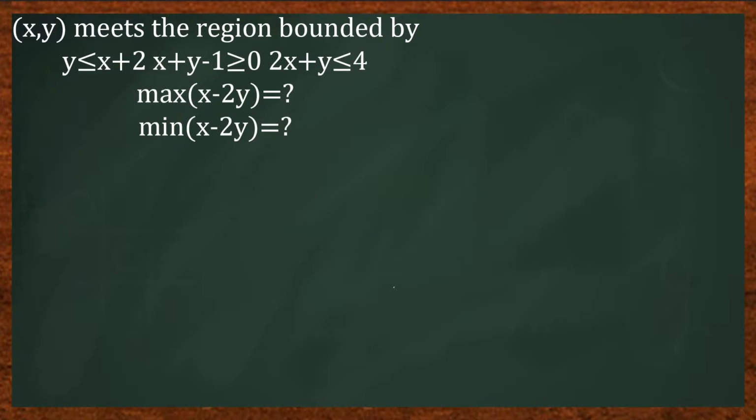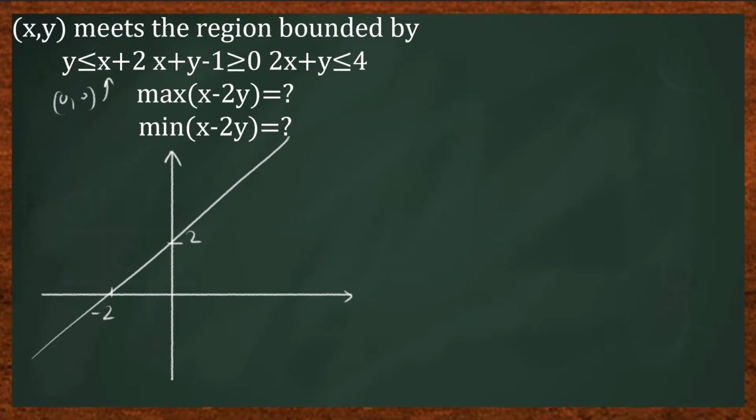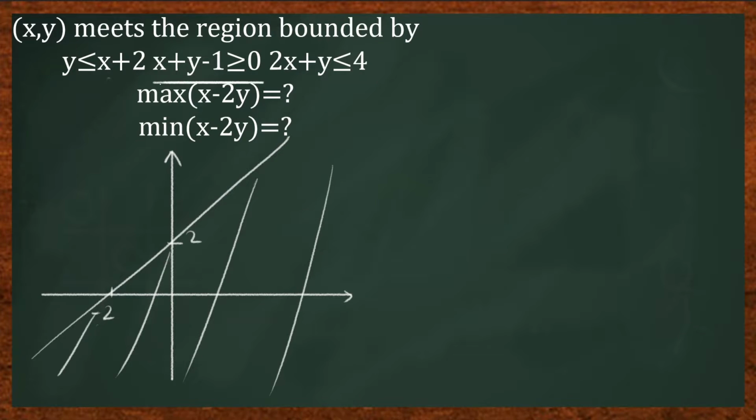Let's first find the region bounded by these three inequalities. The first one, y is less than or equal to x plus 2, will be drawn like this. If we put in x equals 0 and y equals 0 in it, it will be 0 is less than or equal to 2, which is true. That means the region that we find is here.